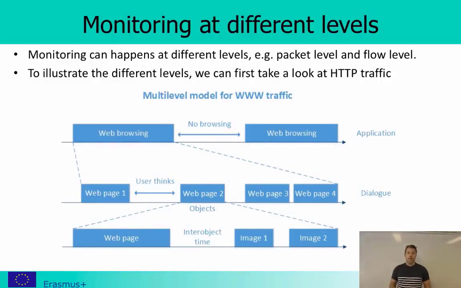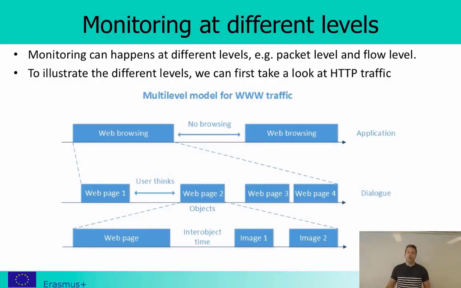And just to illustrate these different levels that we can talk about, I can show you a multi-level model for World Wide Web traffic, for example. So assume that we are looking for a pattern in the behavior. And what kind of pattern are we looking for? And how can we describe these patterns? So it could be that you are at an application level, that you are doing web browsing, so you are opening up your browser, you're closing it again, then you don't do anything for a while, and then you start a web browsing session again, and then close it down.